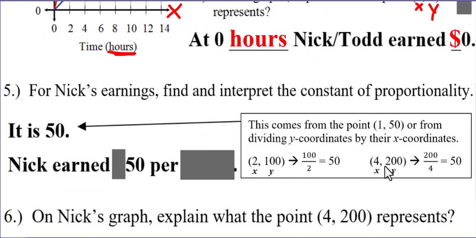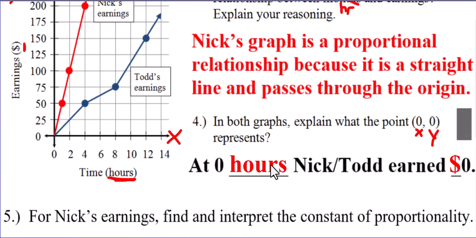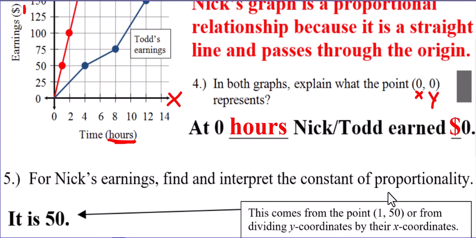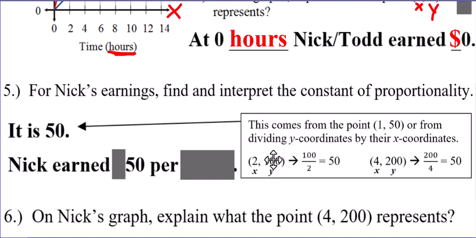So that's what I did. I either can take the dots here of 2 and 100. Again, we're looking at Nick's graph because his is proportional. And the dot here, which is what, 4 and 200. And take those, write out those ordered pairs, and then divide. Put the y's on top, x's on bottom. And notice, I get 50. That is my constant of proportionality.